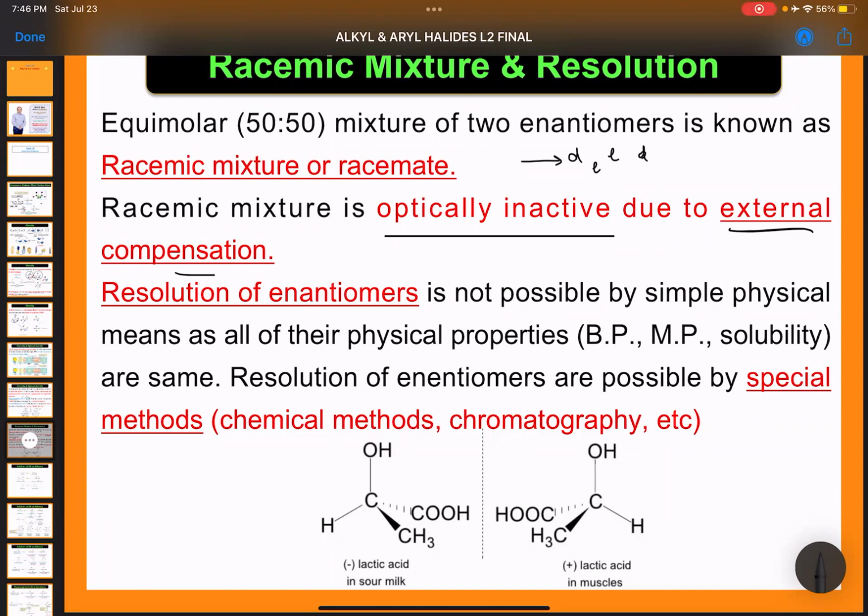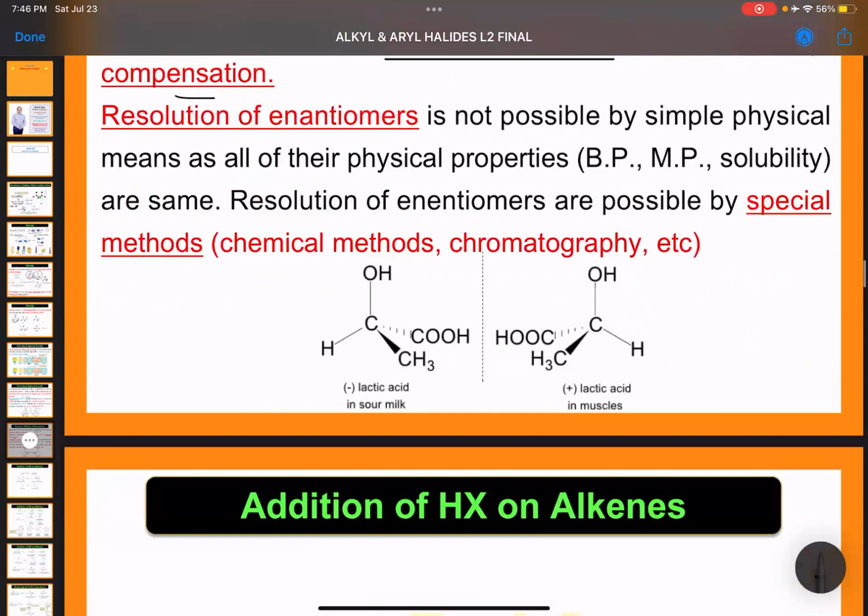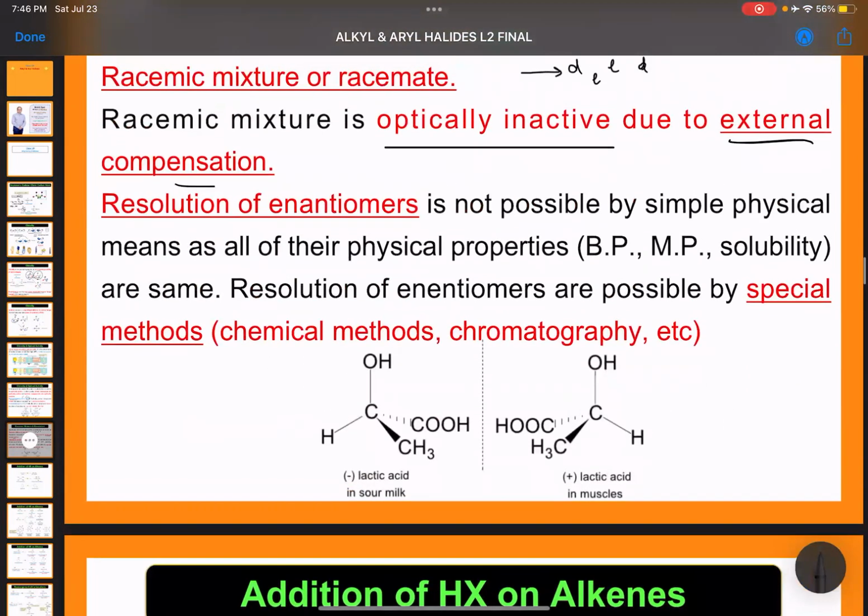So by chemical methods and chromatography. Yeah, chemical method and chromatography, but you can't separate them by normal physical methods like boiling, melting, right? Because both enantiomers will be frozen together, both will melt together. Yeah, you need some special methods, chemical resolution.